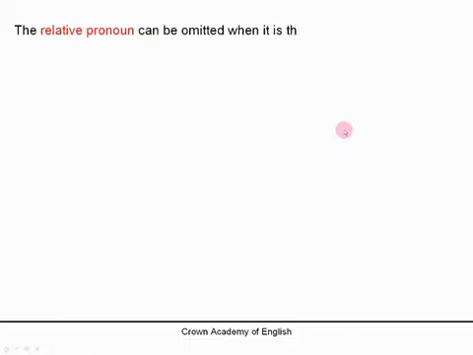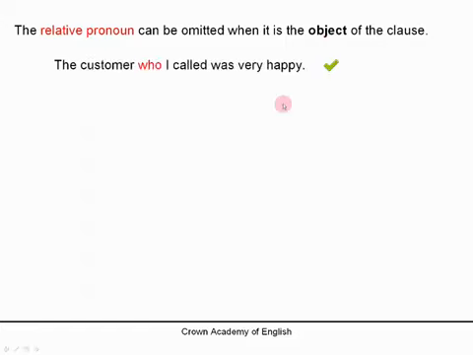Another rule is that the relative pronoun can be omitted when it is the object of the clause. Omitted, this means that we can miss it out. We can not put it there. So it is only when it is the object.